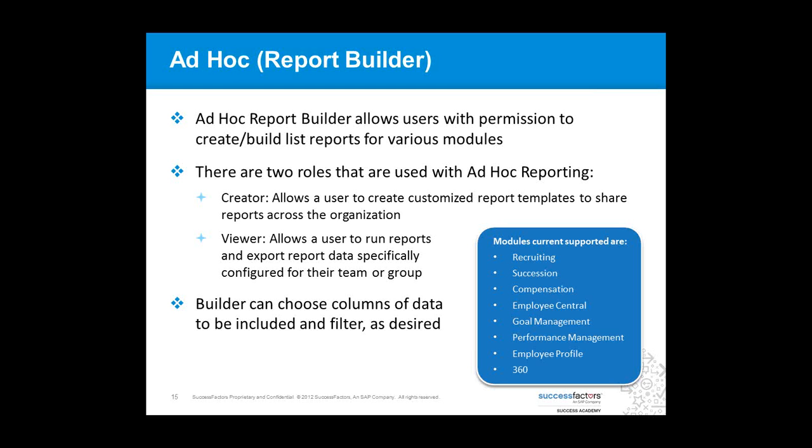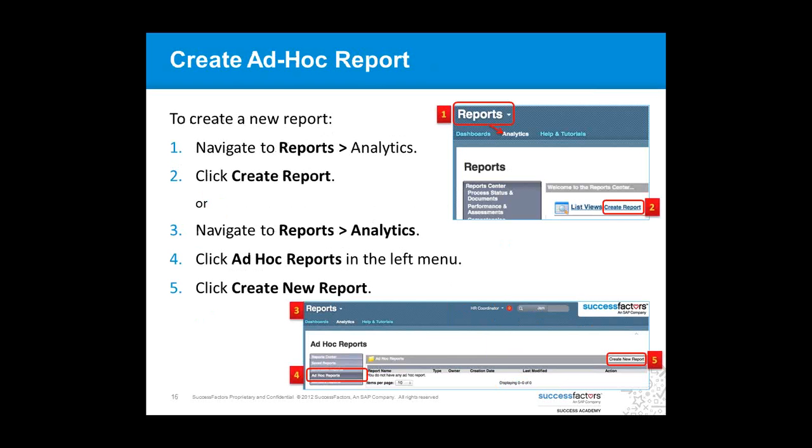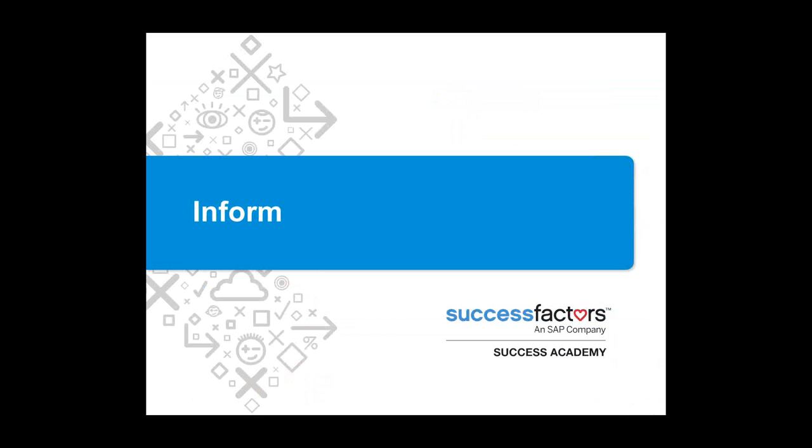The ad hoc reports can be generated for these modules: mainly recruiting, succession, compensation, Employee Central, goal management, performance management, employee profile, and 360-degree feedback. To create an ad hoc report, you need to navigate to the report analytics section, click on ad hoc reports in the left menu, and then click on create report, and that will create a new report.